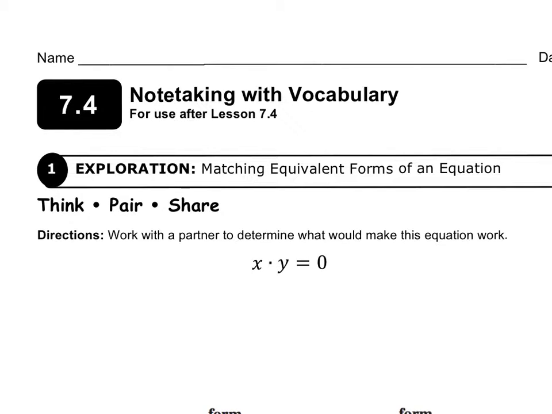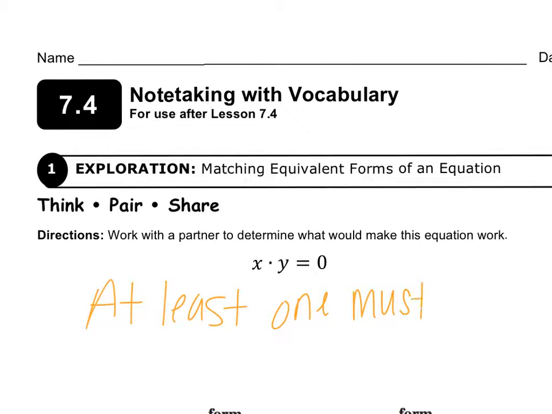All right, so what values of x and y would make this equation true? Ben? 0. Okay, so at least one of the values must be 0, right? So x can be 0 and y can be whatever it wants to be, or y could be 0 and x could be whatever it wants to be, or they could both be 0, which would still make the equation true. Okay, so that's where "at least" comes from. All right.